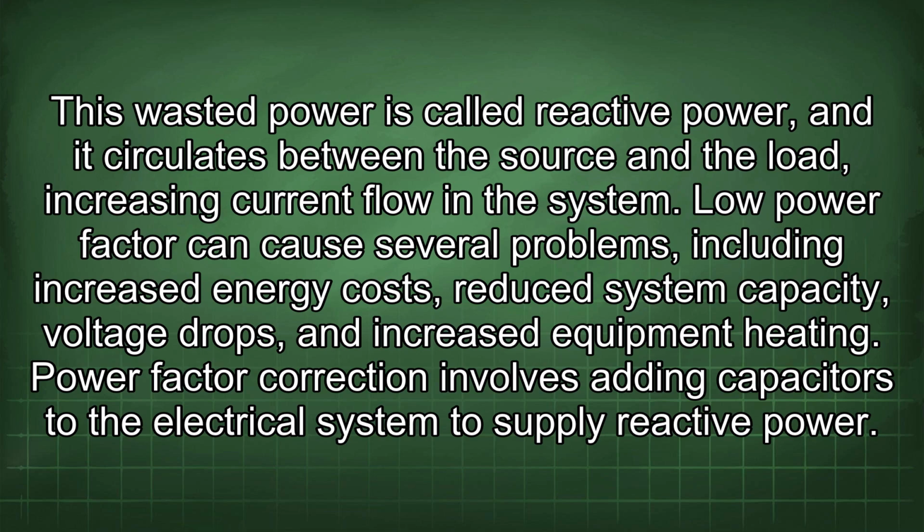This wasted power is called reactive power, and it circulates between the source and the load, increasing current flow in the system. Low power factor can cause several problems, including increased energy costs, reduced system capacity, voltage drops, and increased equipment heating. Power factor correction involves adding capacitors to the electrical system to supply reactive power.